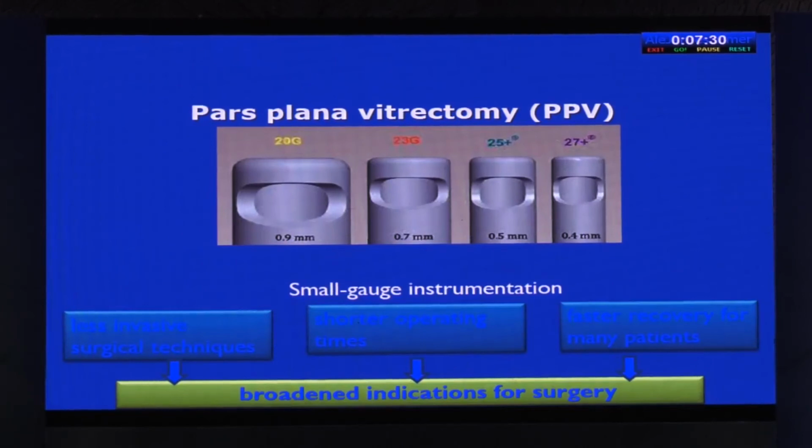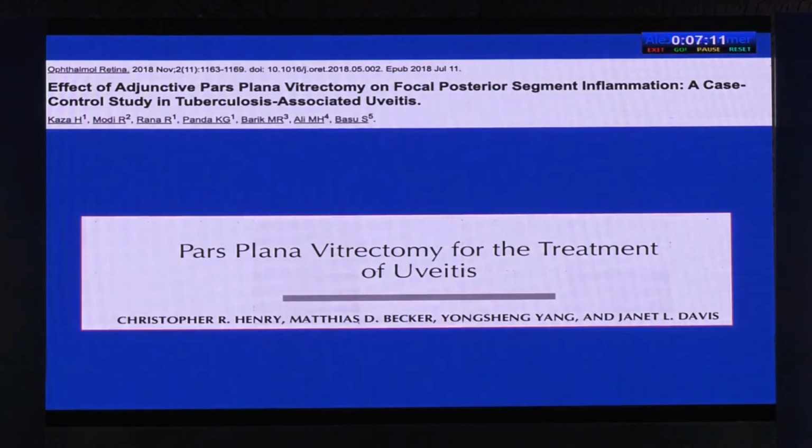From 20 gauge, we have now migrated to 23, 25, and even 27 gauge. And with the 0.5 or 0.4 millimeter entry into the eye with faster cut rates, we have got shorter operating times, faster recovery for our patients, and our techniques have become much more improved, less invasive, and afford much more manipulation inside the eye.